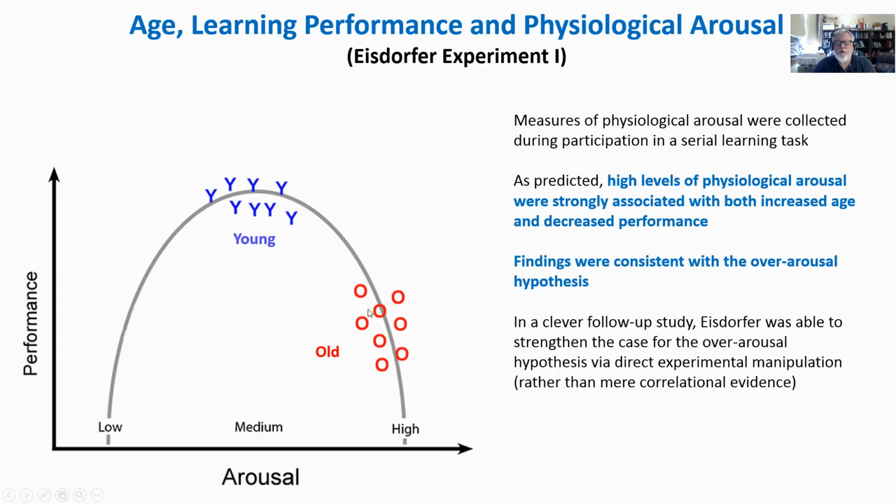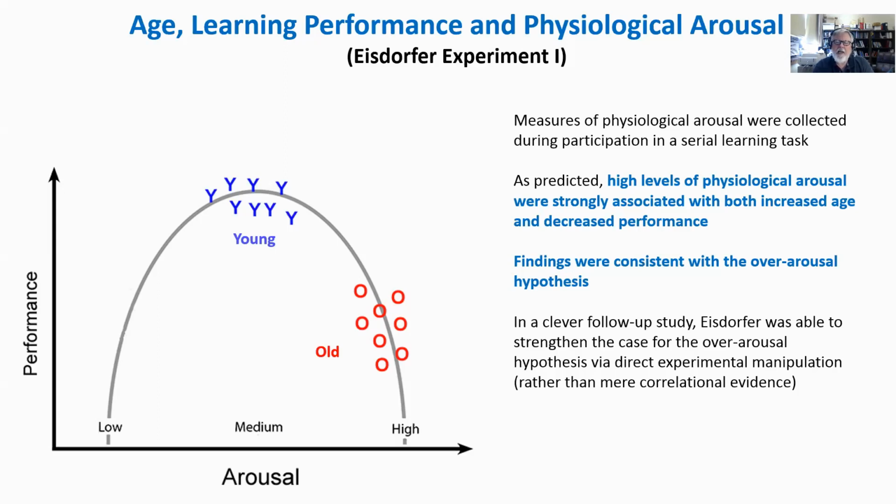And also their performance scores on the learning were lower. So they fell on this leg of the Yerkes-Dodson curve instead of the lower leg. And that is consistent with the idea that the older person's learning performance was modulated downward because they were over-aroused instead of under-aroused. That's reasonably convincing evidence, but it's only correlational. There was no manipulation of arousal, so to speak.